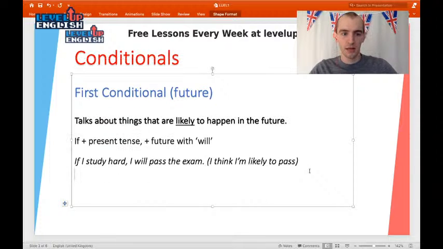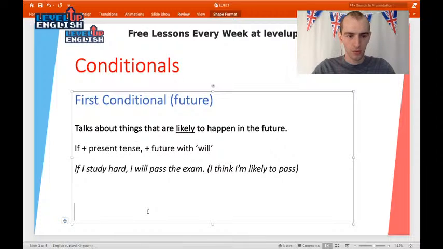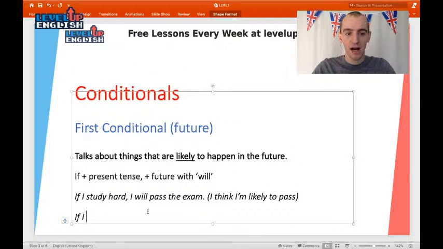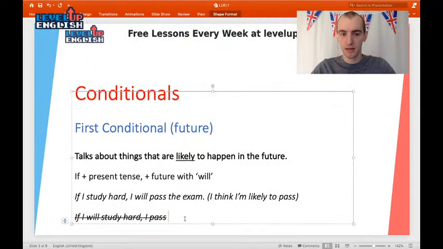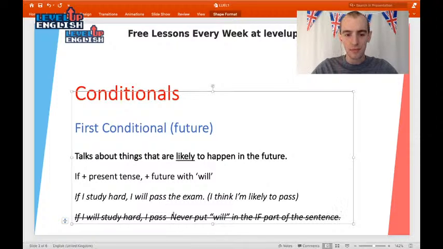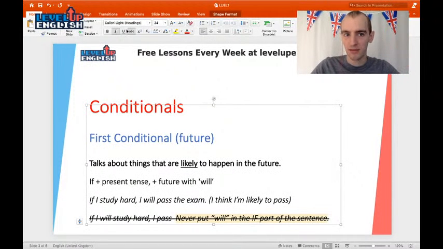I'll put a common mistake down below. This is what I was going to mention before. I don't want it blue. If I will study hard, I pass. Can I cross it out? So this is a really common mistake, but the rule here is, never put will in the if part of the sentence. So that's a really good thing to remember, is we never put if and will together, never. I'm just going to keep that at the bottom there.